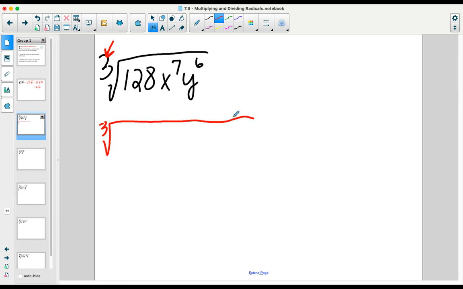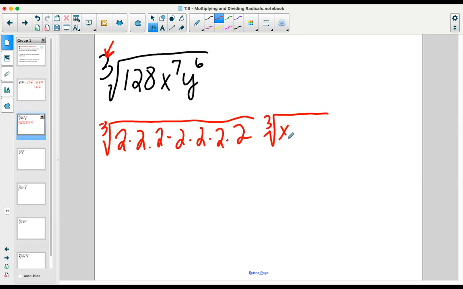The prime factorization of 128 is 2 to the 7th power. So in here, we're going to write out 7 2's. When we move to the variable part, we're going to jump right to the split, so it's a little bit easier to see. When we move to the variable part, we're also going to have 7 x's, thanks to the x to the 7th power. There's our 7 x's, and we're going to finish it with 6 y's, thanks to y to the 6th.